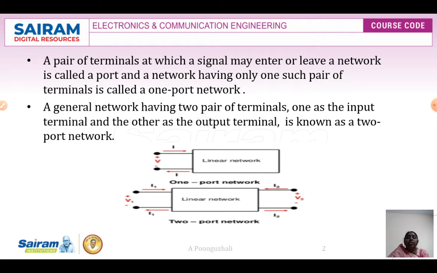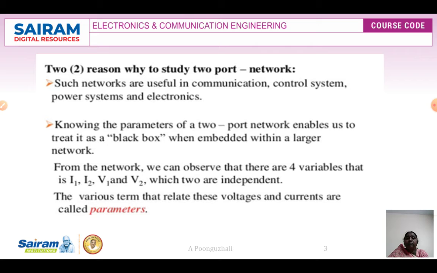Next, the second diagram is also a linear network, where we have one pair of terminals at the input side and one pair of terminals at the output side. At the input side, the voltage we give is V1, and because of this V1 a current I1 flows into the network. Similarly at the output side we have V2, and because of this V2 a current I2 flows into the network. Here we have two pairs of terminals, so we call this a two-port network.